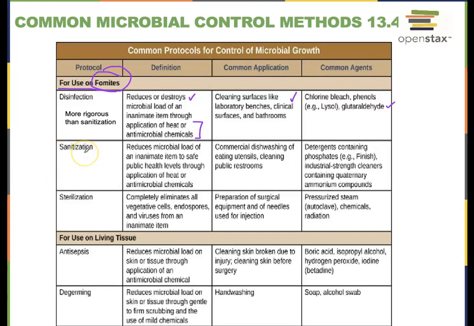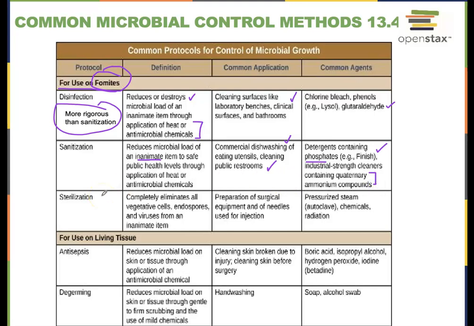The word sanitization is also for inanimate objects. So basically the difference is that disinfecting is more rigorous. When you disinfect, it is thought to be more vigorous, more killing than when you sanitize something. Sanitizing is just a lighter form of that. So when you clean your dishes, you're sanitizing them. Public restrooms are sanitized. And these are things that you can buy at the grocery store, right? Any kind of detergent based on phosphates. And then there's something called QUATs. We'll talk about this as well in the chapter.